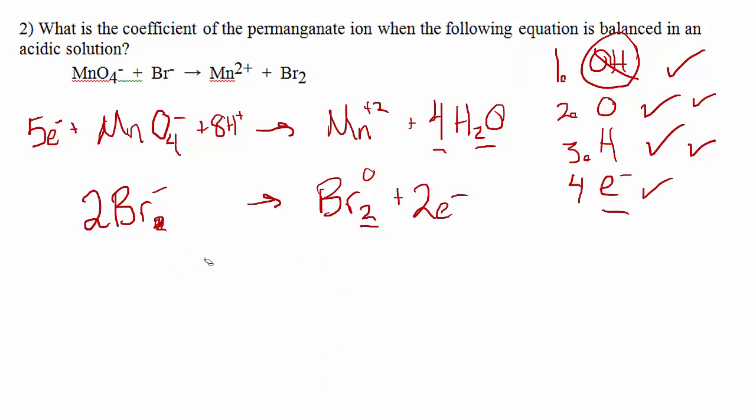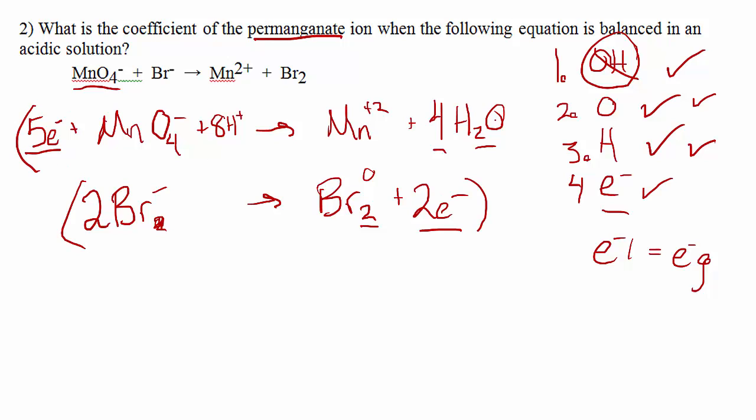Now, the question is, what is the coefficient for the permanganate ion when the following is balanced in an acidic solution? So, last step in balancing is to get electrons lost to equal the electrons gained, right? So, if I'm gaining 5 electrons here but losing 2 electrons here, I'm going to have to do a little multiplying to get everything to balance out, right? What do 2 and 5 have in common? 10. So to get 10 electrons, I have to multiply the top by 2 and the bottom by 5.